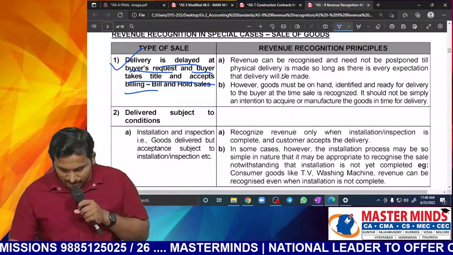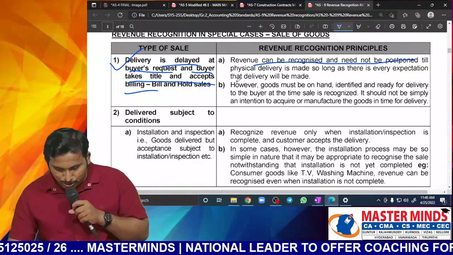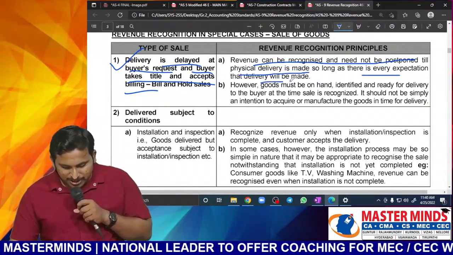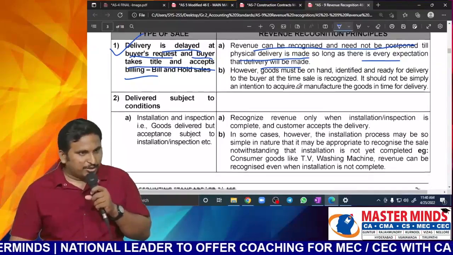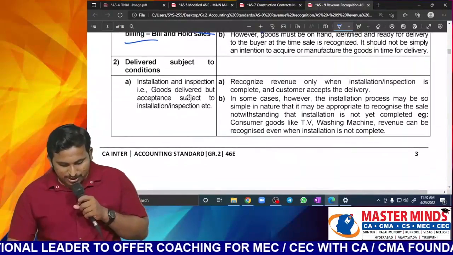So this is point number 1. Let me read the scenario. Revenue can be recognized and need not be postponed till the physical delivery is made, so long as there is every expectation that delivery will be made. You can recognize it. The next, another important one, sir.